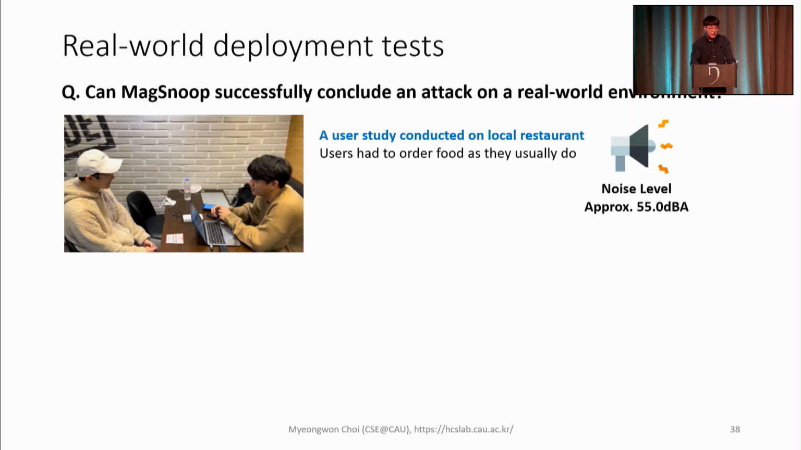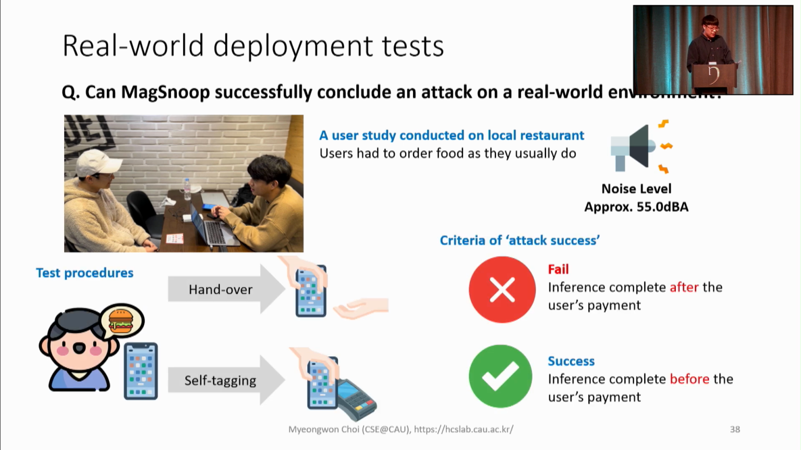After all, you might ask, does MagSnoop work in a real-world environment? To validate this, we conducted a real-world deployment test at a restaurant. In this case, the users had to order food using Samsung Pay. We had two different cases: one was to hand the phone over to the clerk to complete the payment, and the other was to take the phone to the terminal on their own.